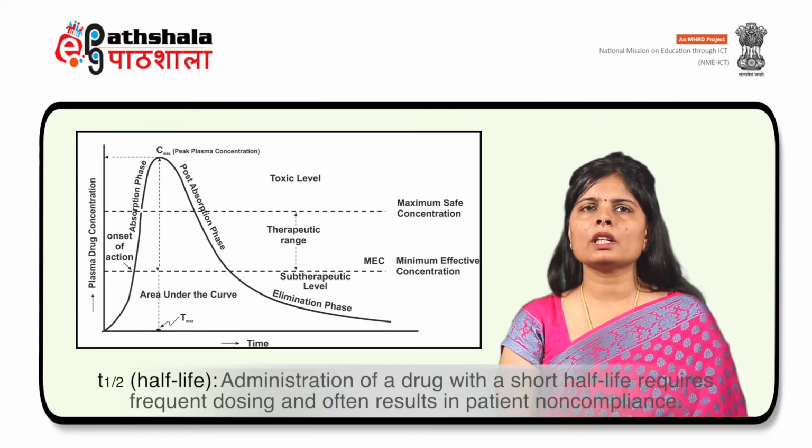T-half, also known as the half-life of the drug. Administration of a drug with a short half-life requires frequent dosing and often results in patient non-compliance. Half-life is determined by the distribution and elimination. The prolongation of half-life can be achieved by increasing the volume of distribution and decreasing the clearance.